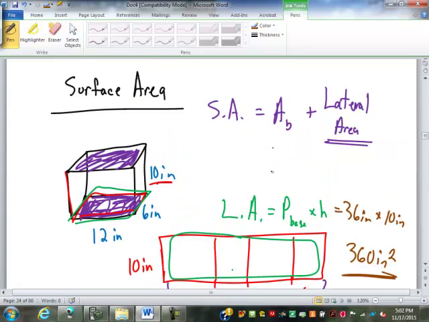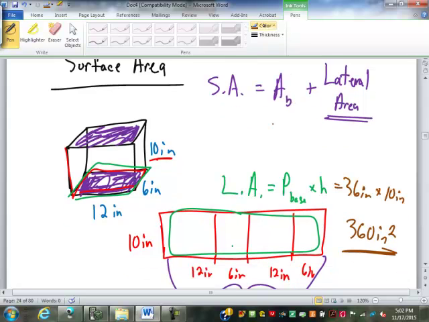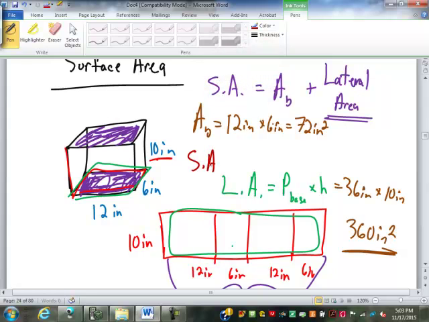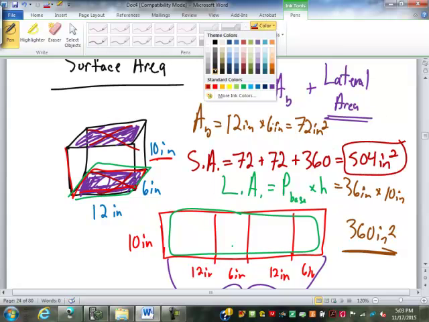So to find the surface area of this, all I have left is to find the area of my bases. Well, the area of my base is 12 inches by 6 inches, otherwise known as 72 inches squared. So the surface area here is 72 plus 72. Why did I do that twice? Bottom and top, you got it. Plus 360, otherwise known as 504 inches squared. That is my surface area.